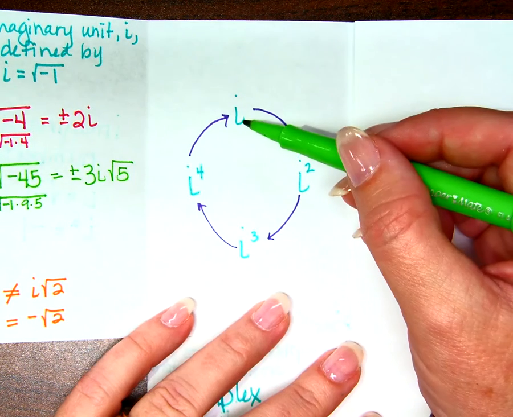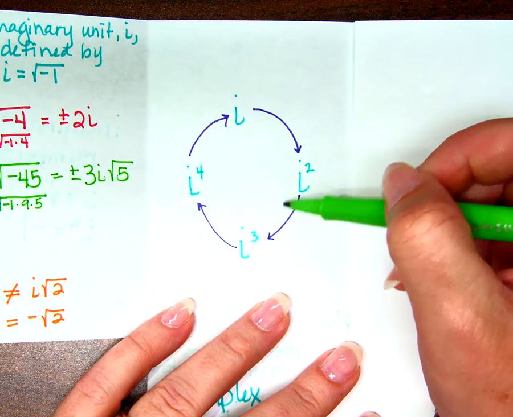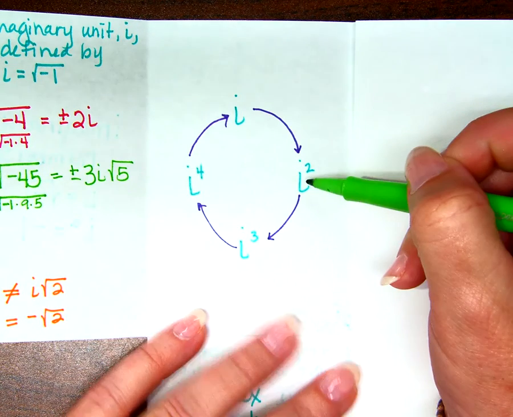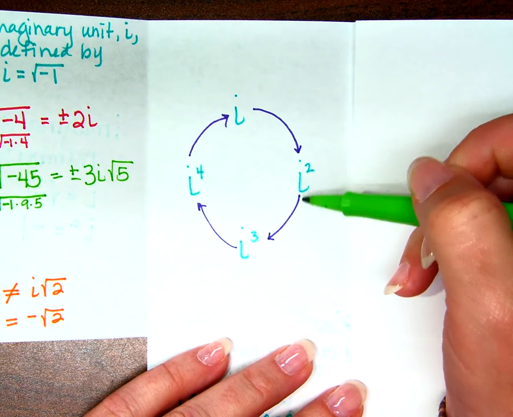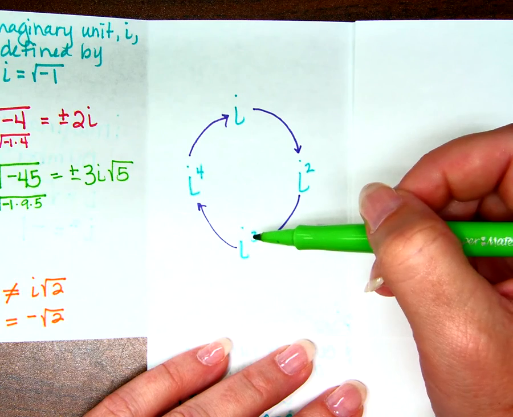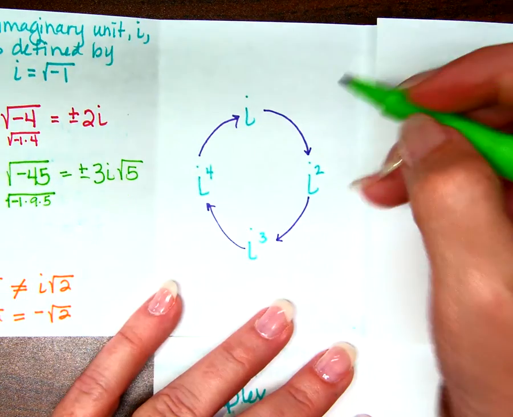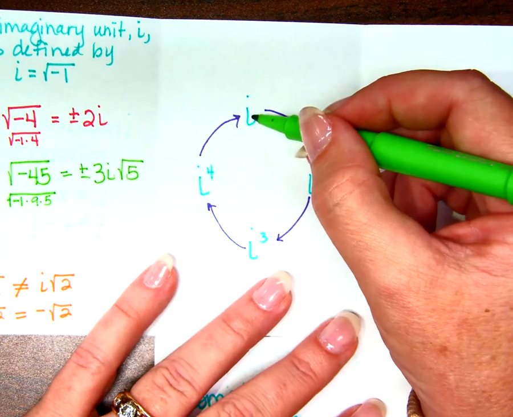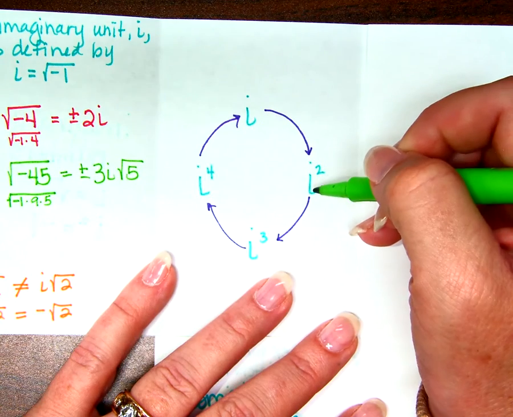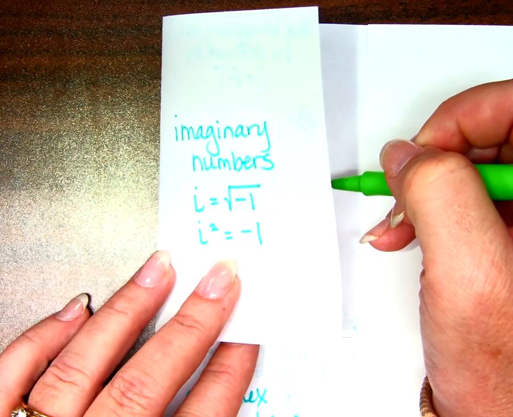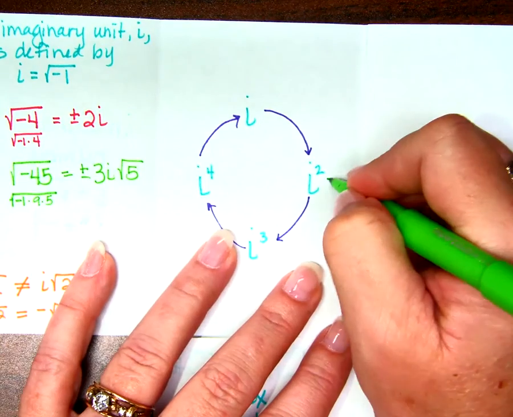Okay, so at least from here to here that makes sense to you, right? If you multiply i by i, you get i squared. If you have i squared and you multiply by i, you get i to the third. If you multiply by i, you get i to the fourth, right? Everybody okay with me there? Okay, so I'm asking you this. If I take i and multiply by i, I get i squared, correct? But what does i squared equal? Negative 1.